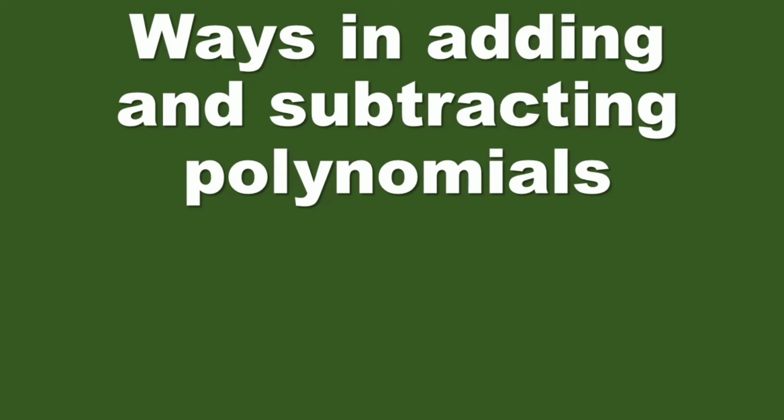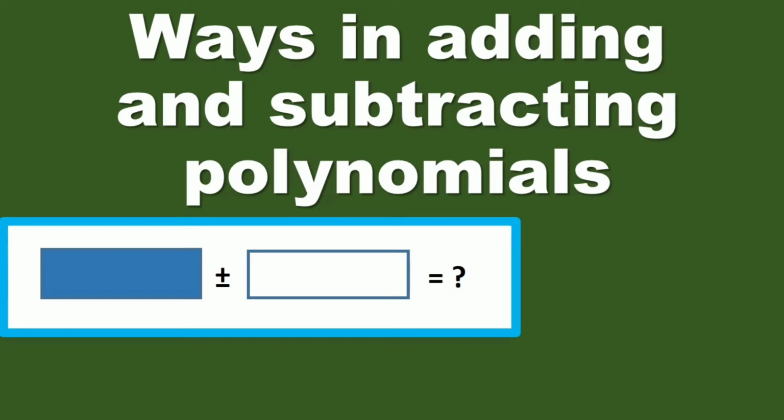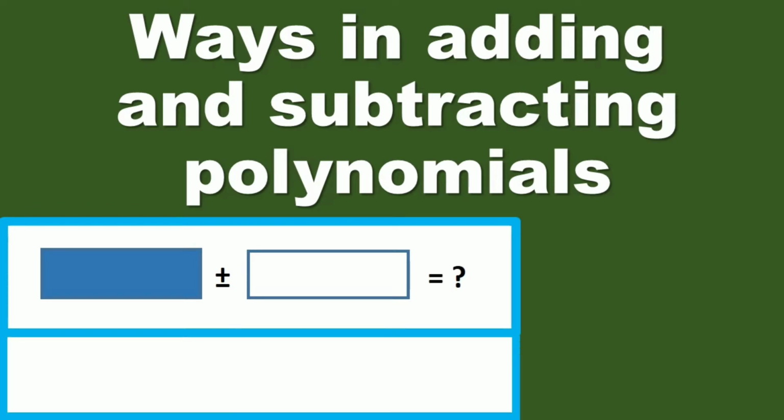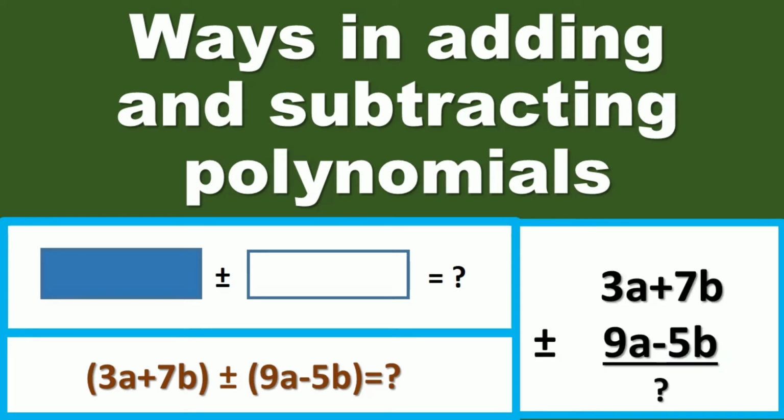There are three ways that I will present to you. The first one is by using tiles. The second one is adding and subtracting polynomials horizontally. And the third one is adding and subtracting polynomials vertically. But before learning this concept, you should already have learned about adding and subtracting integers. Let's now proceed.